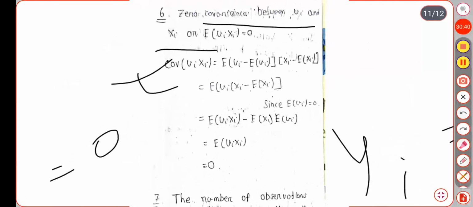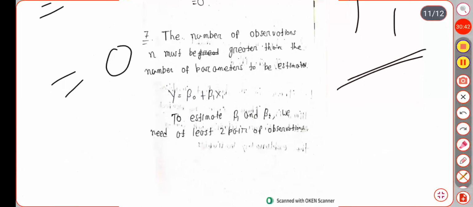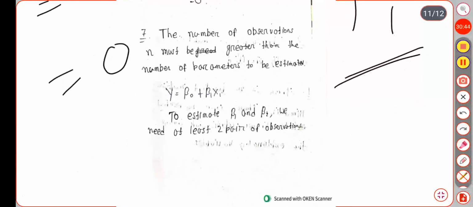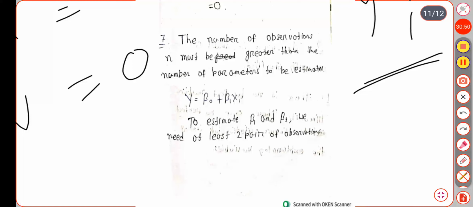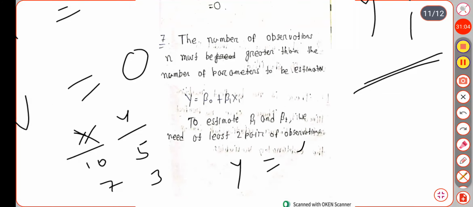So this is the concept of 0 covariance. This is the 6th assumption. The 7th assumption is that the number of observations must be greater than the number of parameters to be estimated. Suppose I have some values of x and y. I have only two values of x, y: 10, 5, 7, 3. And I have been given the equation y equals alpha plus beta xi.